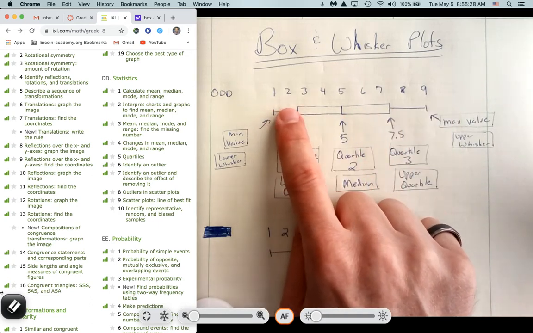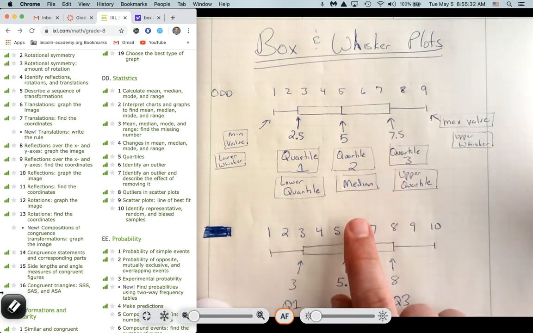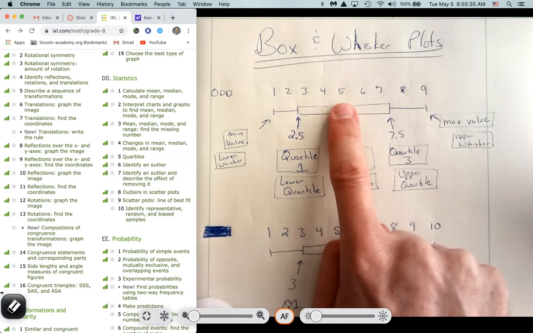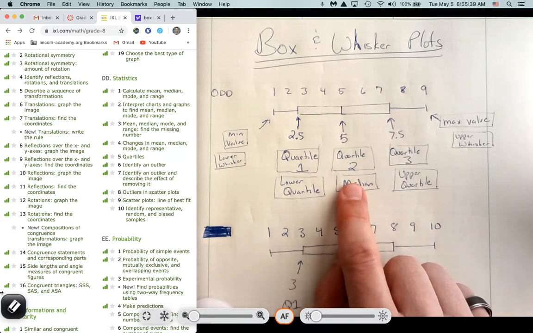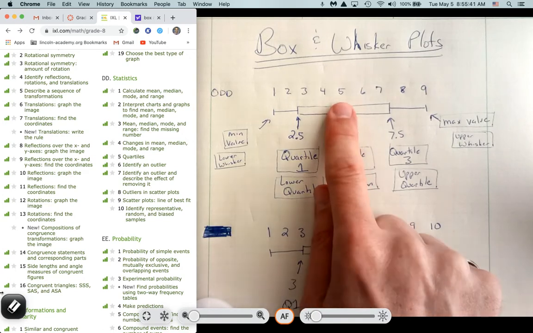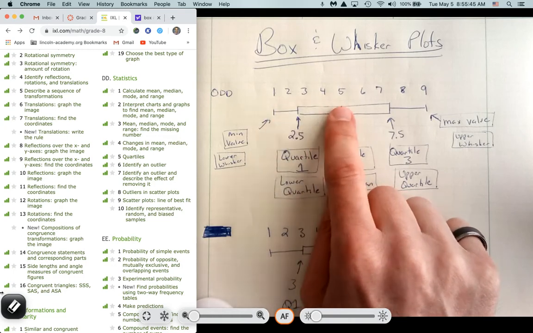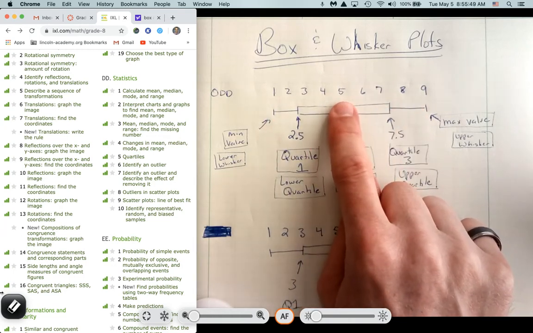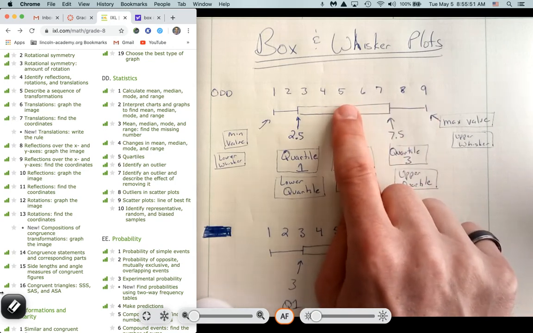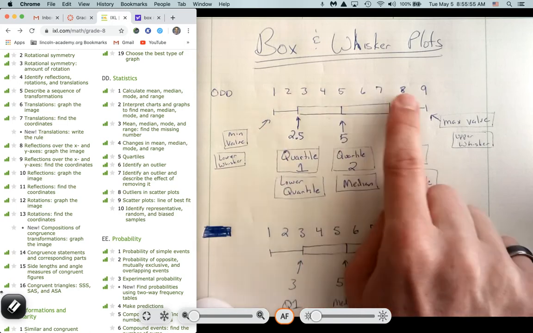Once the numbers are written in consecutive order, what we do is we first find the median, being the middle number. That's actually quartile 2. Since there were 9 numbers here, there's 4 below 5, and there's 4 numbers above 5, which makes 5 the middle number. There's just as many above it as there are below it. Again, they are written in ascending order from least to greatest.